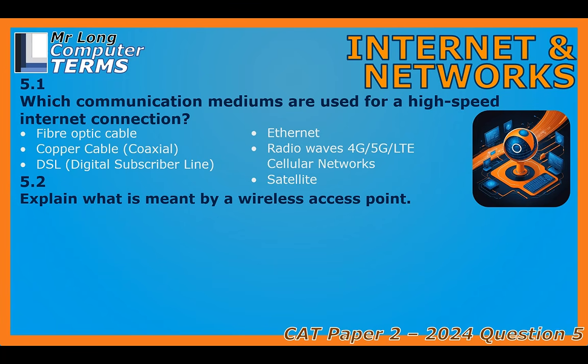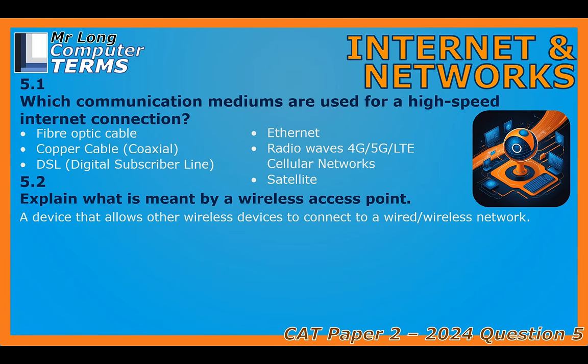Put simply, a wireless access point is just a device that lets other wireless devices connect to a network, whether that network is wired or wireless itself. It's a standard piece of hardware now in homes, schools, businesses, everywhere, really. So it's like the Wi-Fi broadcaster. Essentially, yeah. Think of it as the translator and broadcaster.